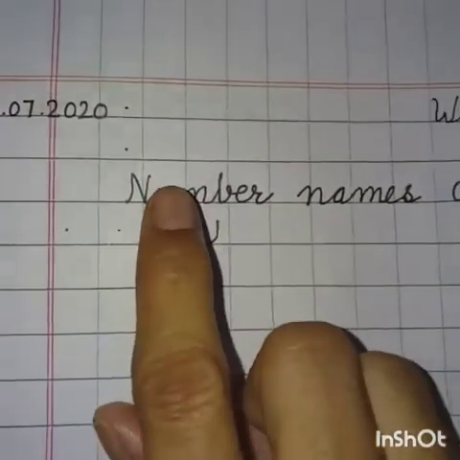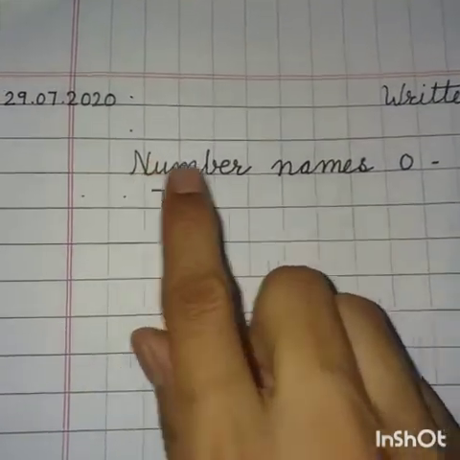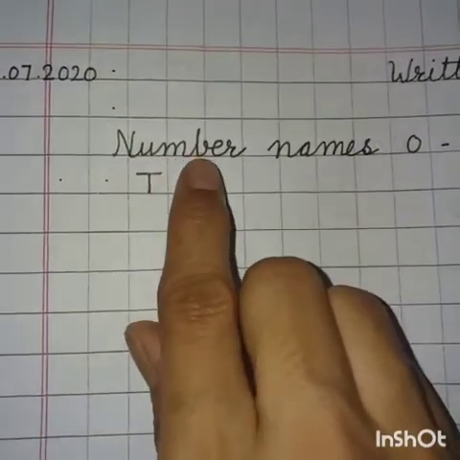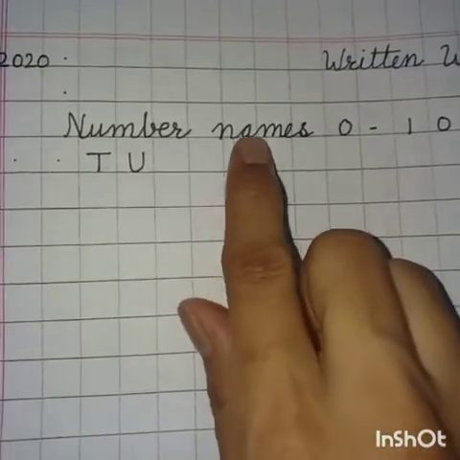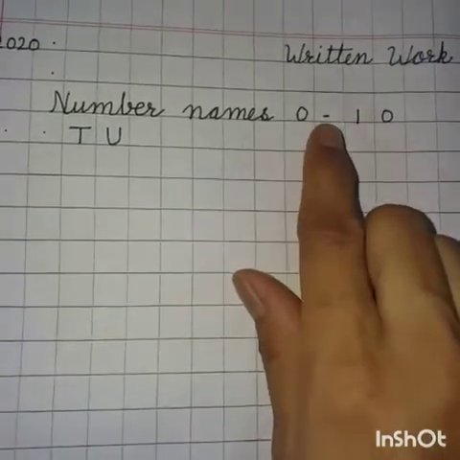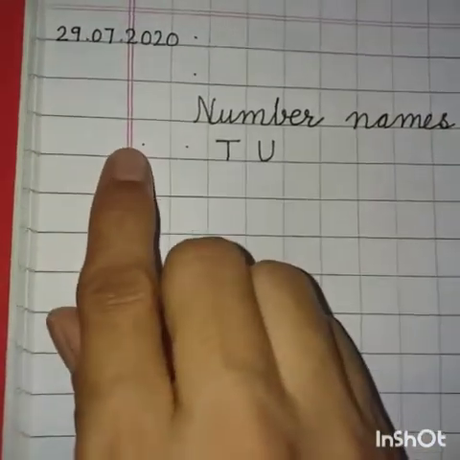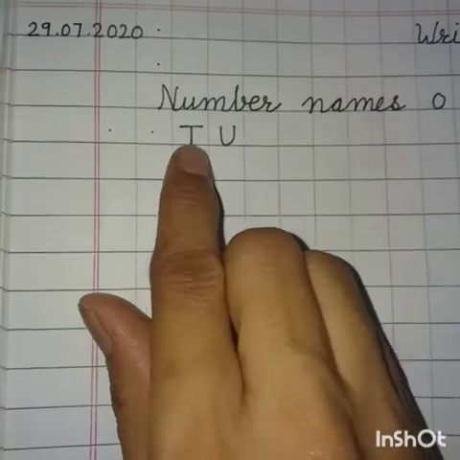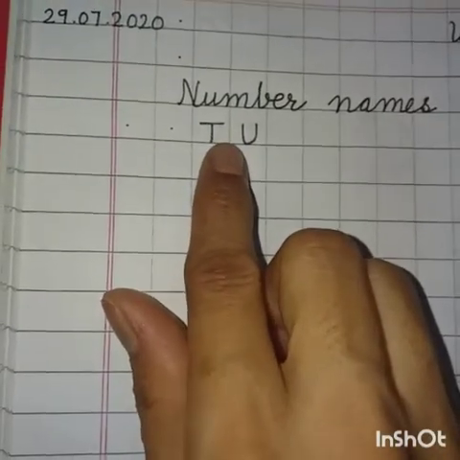1, 2, 3. In the third row, we will write heading, number, N should be capital, N-U-M-B-E-R, number, N-A-M-E-S, names, 0-10. From the margin line, leave two boxes, then write TU. U stands for unit or ones, T stands for tens.